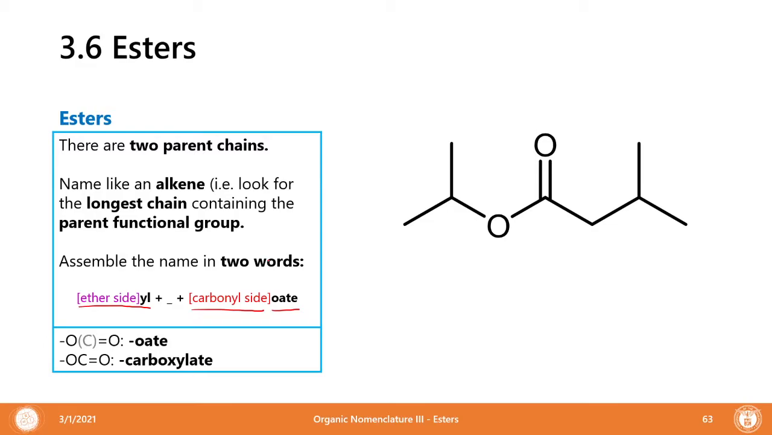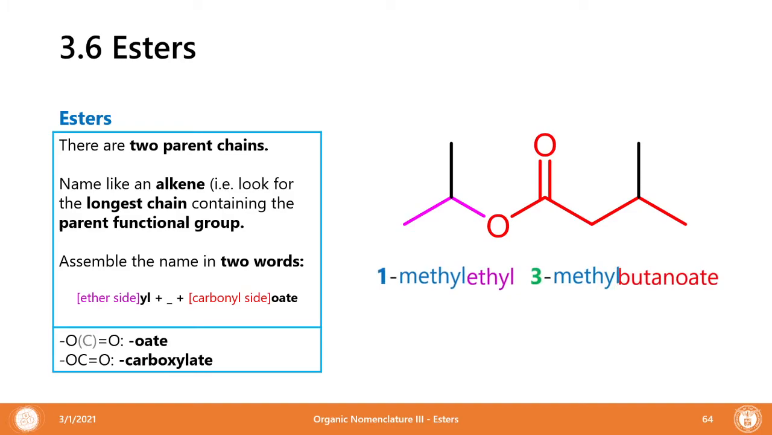Okay, so here's an ester. On the ether side, we have a 2-carbon ethyl group, while on the carbonyl side, we have a 4-carbon butanoate group. We find two substituent methyls here and here on each side, and then we perform locant numbering, setting number 1 in this case at the carbonyl carbon, and for the other side, setting number 1 at the direct ether connection. And so when we assemble the name, we get 1-methylethyl 3-methylbutanoate. So that's two words for our linear ester.